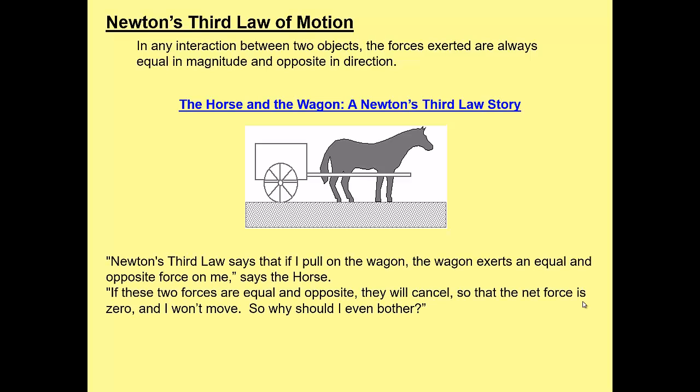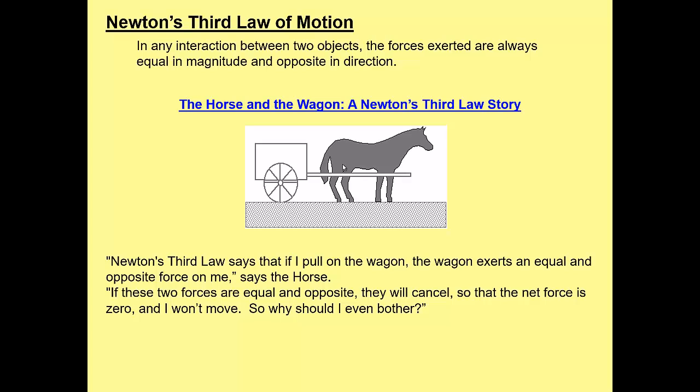Newton's third law says if I pull on the wagon, it exerts an equal and opposite force on me. Well, that's true, right? We saw that in the Tug of War. You pull with a certain force, it pulls back with the same and opposite force. Well, if those two forces are equal and opposite, when you add them up, they'll cancel. The net force will be zero. And if the net force is zero, and I'm starting from rest, I won't go anywhere. So I might as well not even bother.